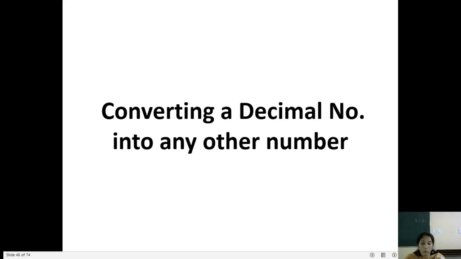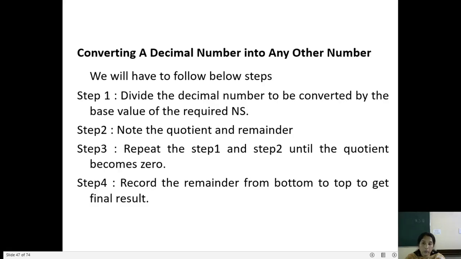To convert a decimal number into any other number, there are certain steps you have to follow. For example, if you want to convert 25 into another number, first take that number, then divide it by its base. Divide the decimal number by the base value and note the quotient step by step. Note the quotient and the remainder, and steps 1 and 2 are repeated until you get 0.